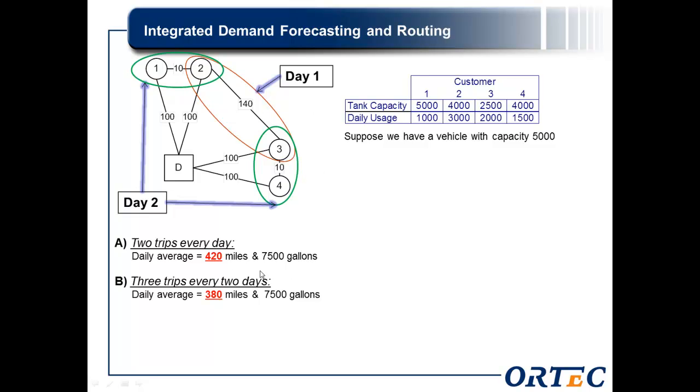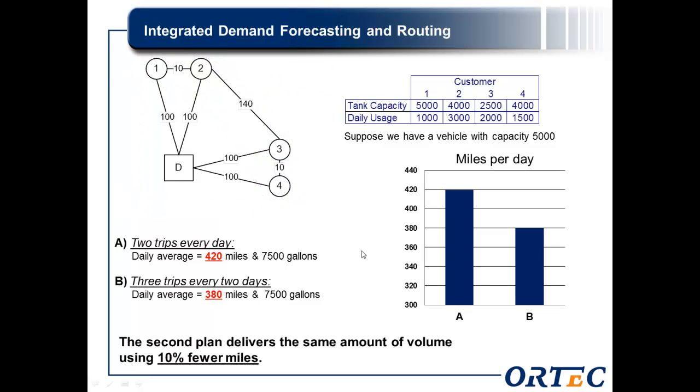What this gives us is now 3 trips every 2 days instead of 4 trips every 2 days. And our miles now are down to 380 while delivering the same amount of product. What we get, as you can see here, is a 10% reduction in the amount of miles driven while delivering the same volume as said.